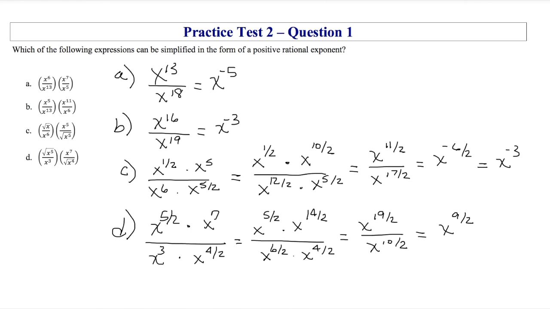Now let's take a look at what we're looking for. The question asks for positive rational exponent. Well, A, B, and C are all negative exponents, so those are not the correct answer. Answer choice D, 9/2 is positive and it is also rational. So the correct answer is D.